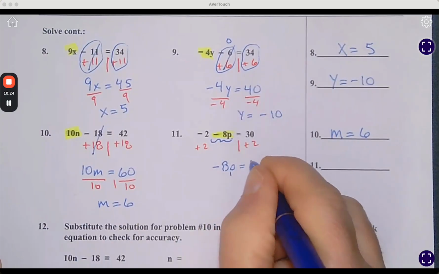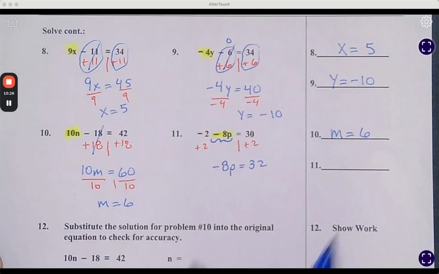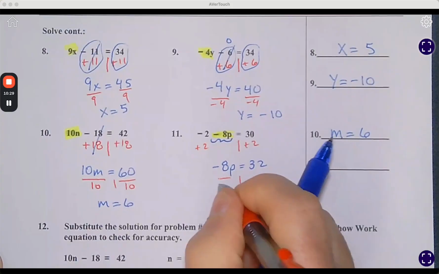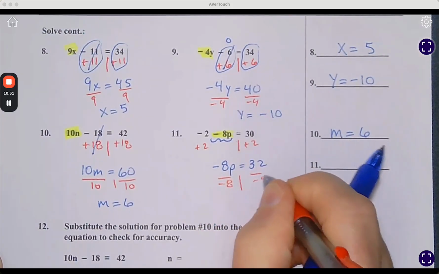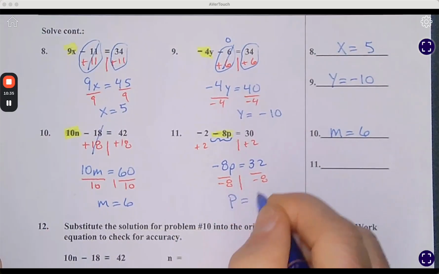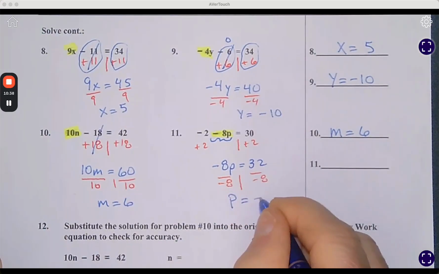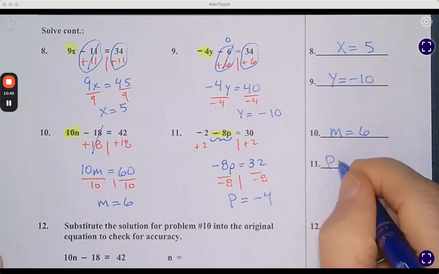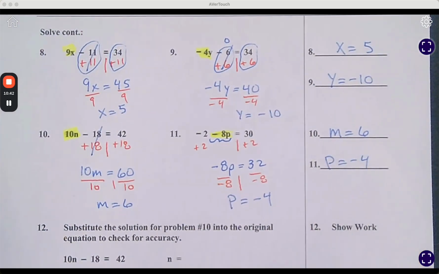Negative 8p equals 32. Now I'm going to undo that multiplying by negative 8. I'm going to divide by negative 8. That's negative 8 divided by negative 8 is 1p. Positive divided by a negative is a negative 4. Boom. Okay, let's check it.